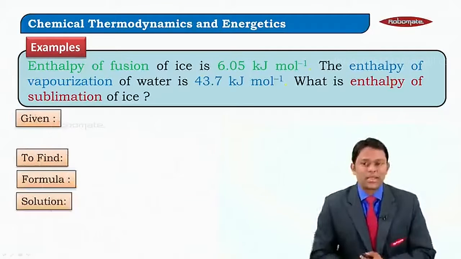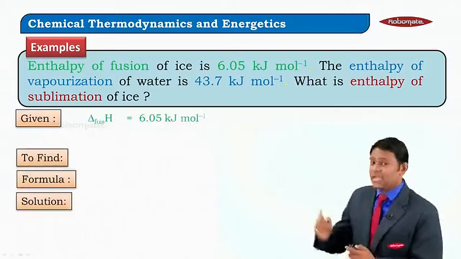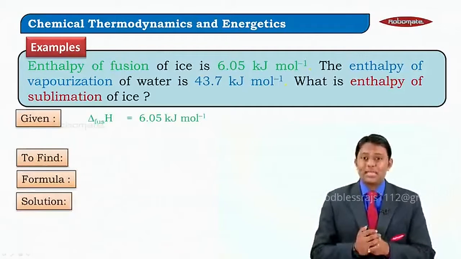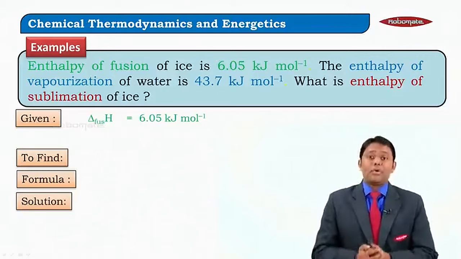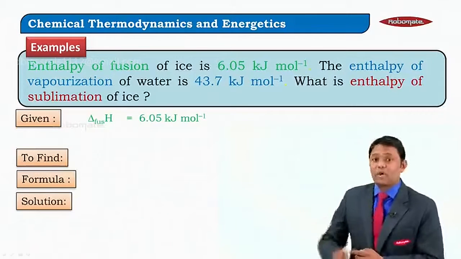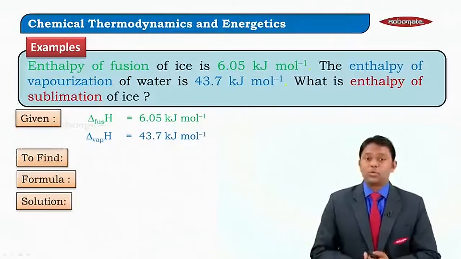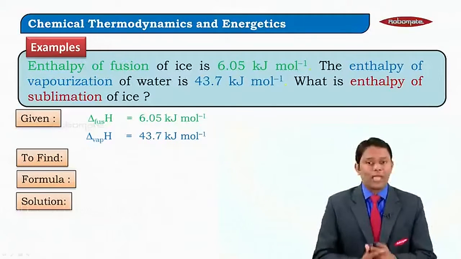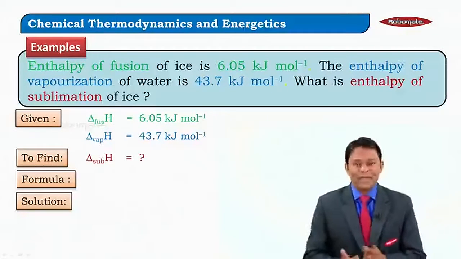So let's quickly write the given data. Enthalpy of fusion is represented as delta H of FUS. That means the value is 6.05 kilojoule per mole. The enthalpy of vaporization is represented as delta H of VAP, that is vaporization, and the value is 43.7 kilojoule per mole. And we have been told to calculate the enthalpy of sublimation, that is delta H of SUB, that is sublimation.